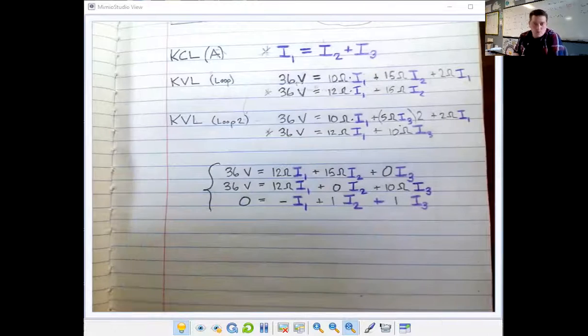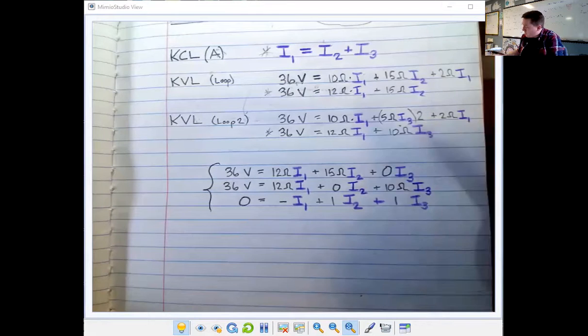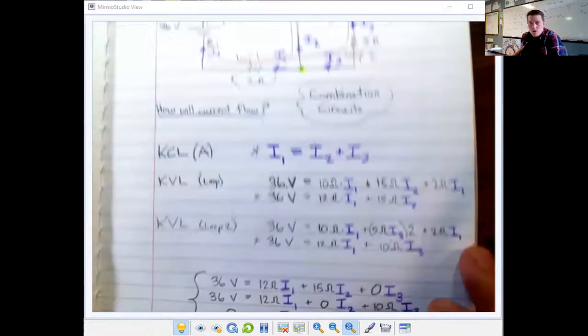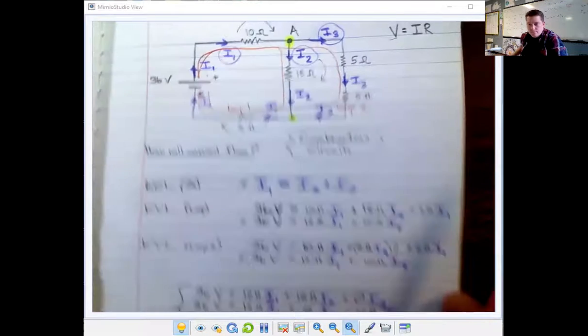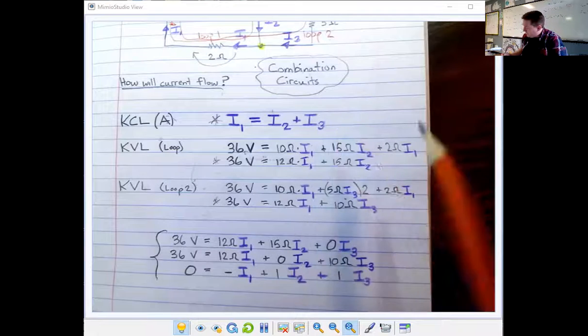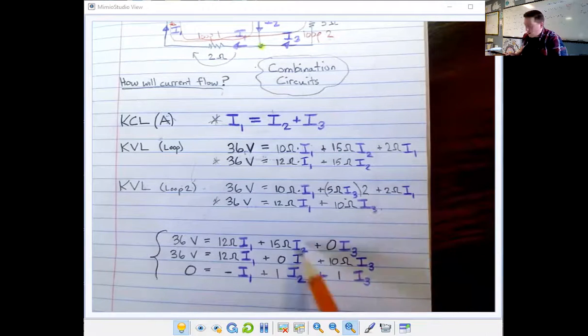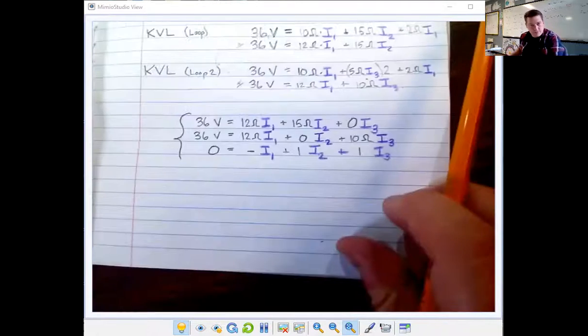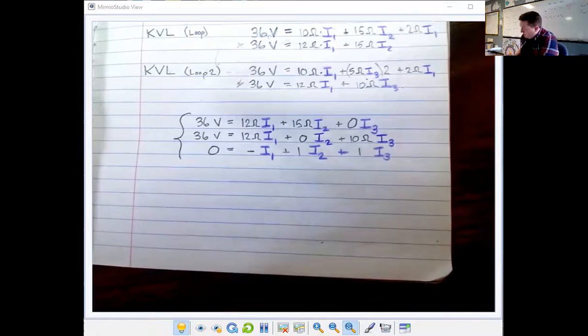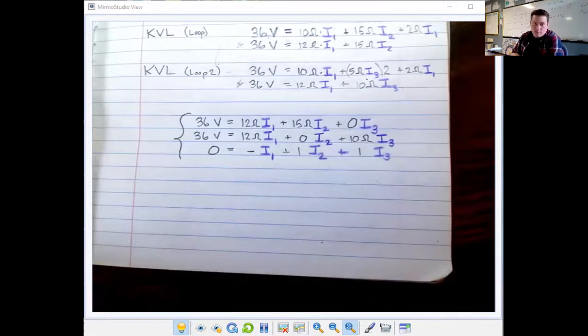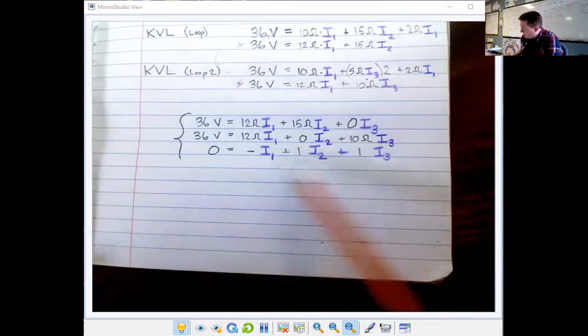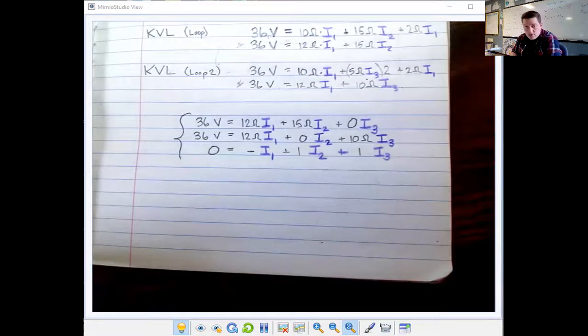Okay, welcome back. You've made it this far. In the previous video, we used Kirchhoff's laws for this combinational circuit up here to create three equations for our three unknown currents. Two of them come from Kirchhoff's voltage law, and the third one here comes from Kirchhoff's current law.